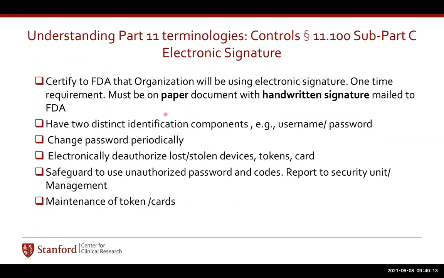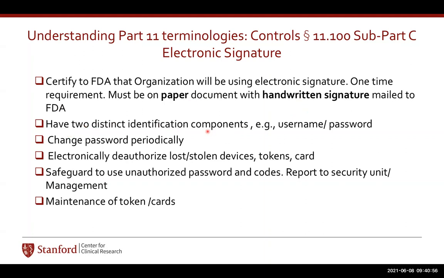Moving to the next one. Now, this is quite an irony: when you are dealing with electronic records, you must certify to the FDA that you are going to use electronic records and electronic systems. And it must be on physical paper, and it has to be your own hand signature in ink, and you should mail it. You are dealing with electronic records, but you have to inform the FDA by this process anyway.